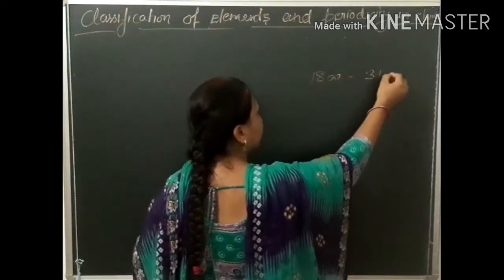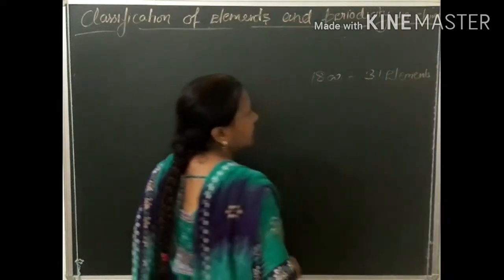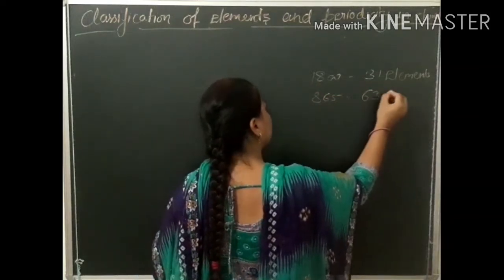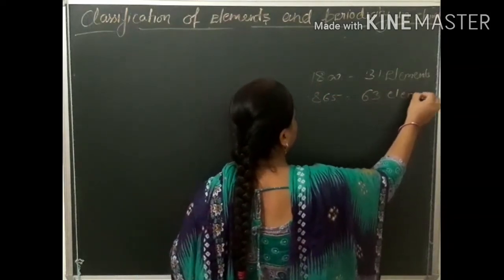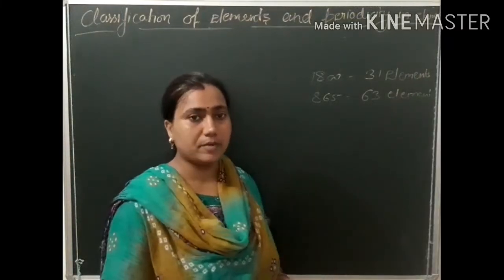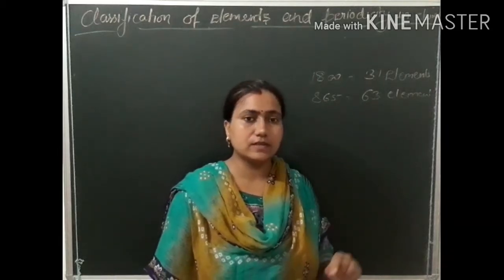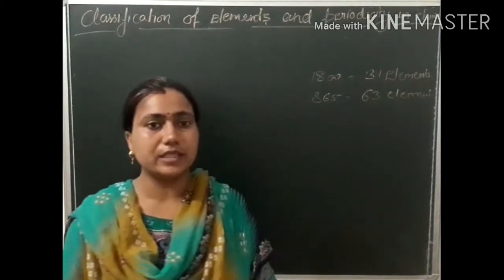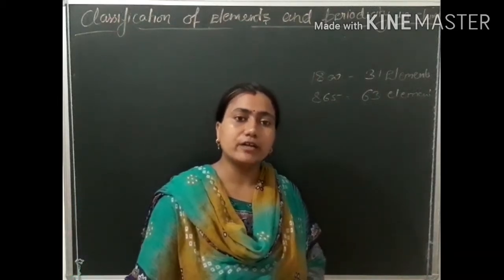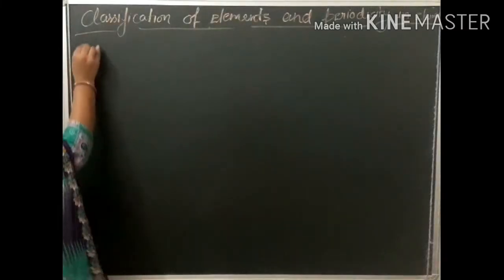Now from here we know that in 1800 only 31 elements were discovered, but later in 1865 there were 63 elements discovered. We can easily read the properties of these elements, and how can we learn it? So from here this is the significance of the periodic table, that we have to classify the elements in a periodic table. Now here, what is the periodic table, let's see.